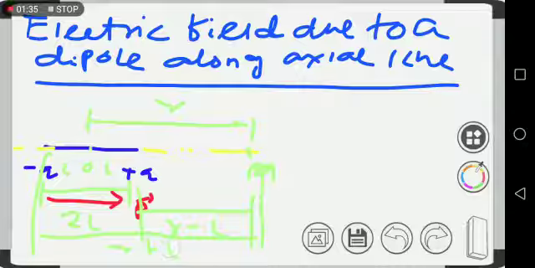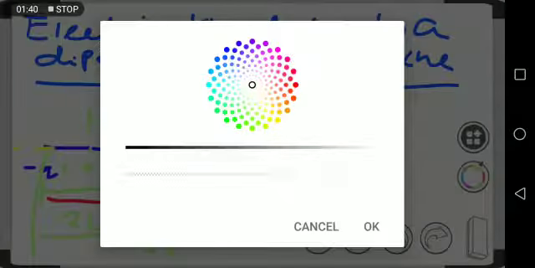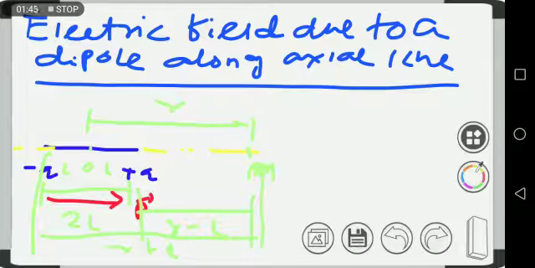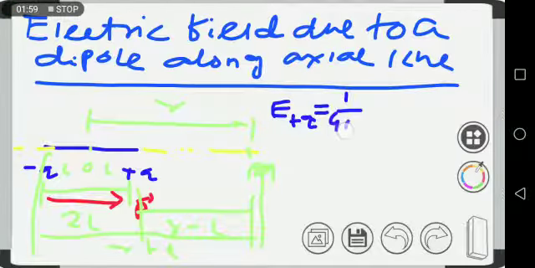Okay, with all this we are interested to find out what is the net electric field due to this dipole. One thing we should remember, that we need to find the electric field due to two types of charges. One is plus charge, other is minus charge. So first we need to find what is E due to plus q. Electric field is given by 1 upon 4 pi epsilon naught q upon r square.